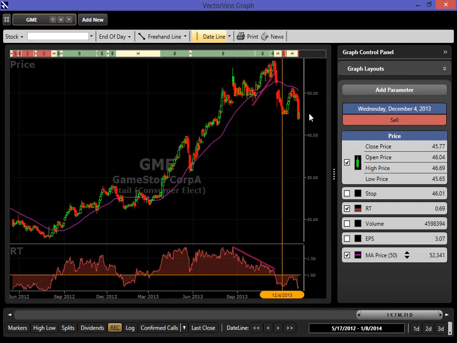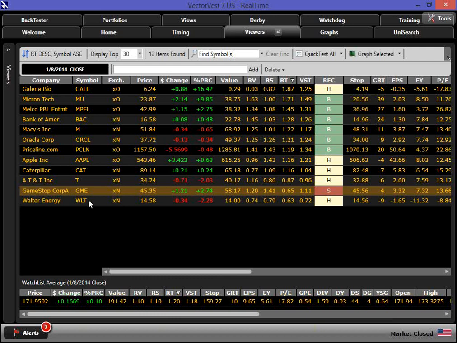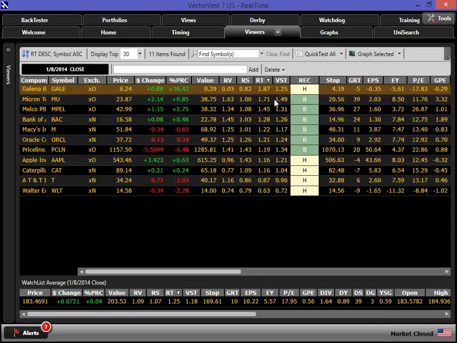All right, let's go back. So we've decided we're going to sell GameStop, but we're going to give Walter Energy a pass here and see if it can maintain its nascent uptrend. So notice here my RV, RS and RT scores, and when I sell GameStop, right, my RV and RS stayed about the same. RT went up quite a bit.